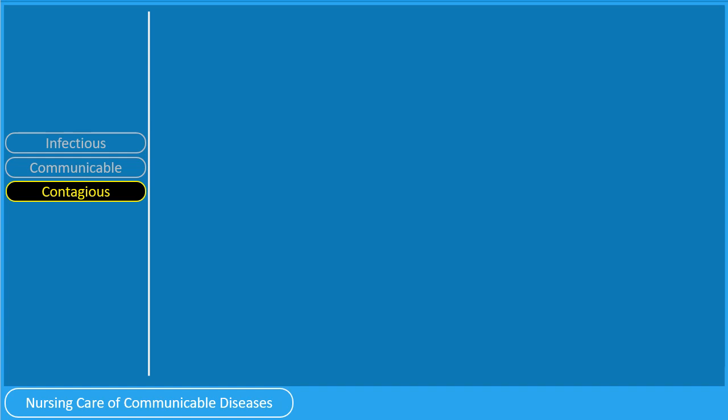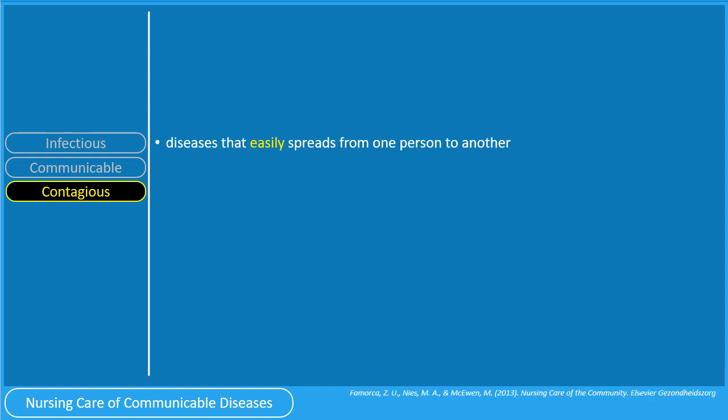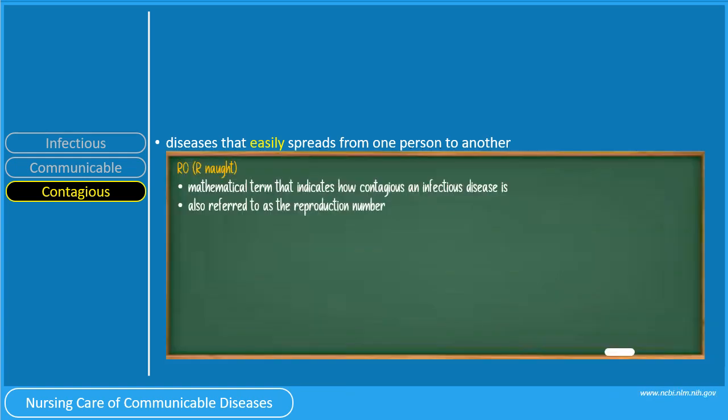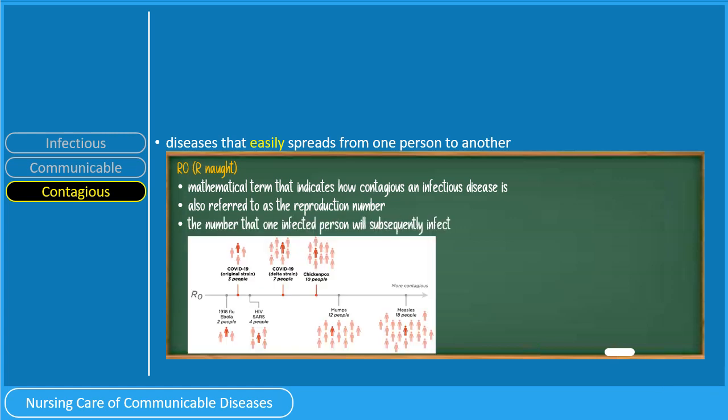But is it contagious? The term contagious is used for diseases that easily spread from one person to another. The R naught, also referred to as the reproduction number, is a mathematical term that indicates how contagious an infectious disease is. It refers to the number that one infected person will subsequently infect. The higher the R naught, the more contagious the disease is.